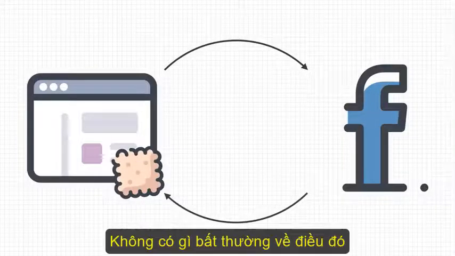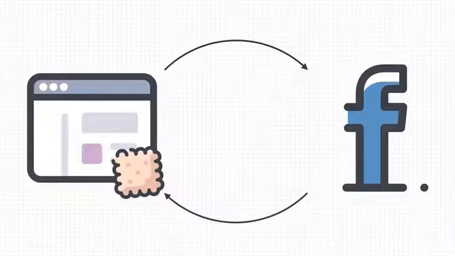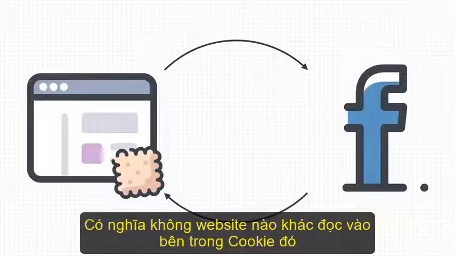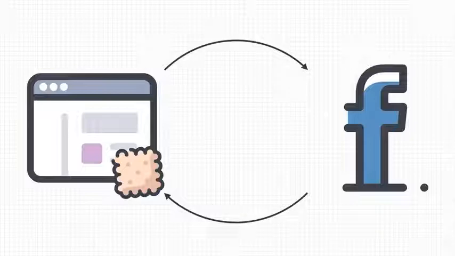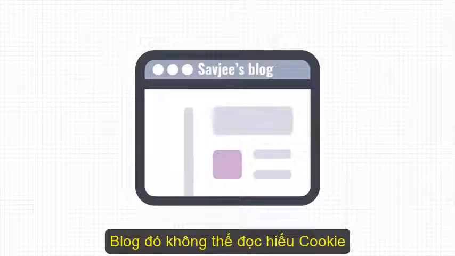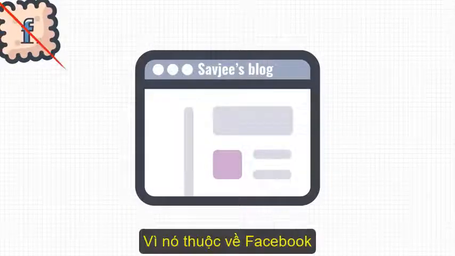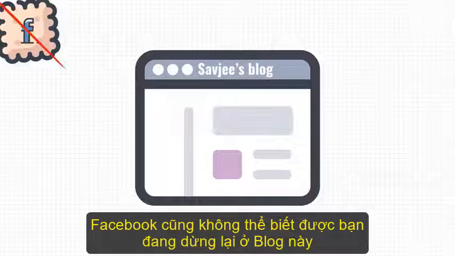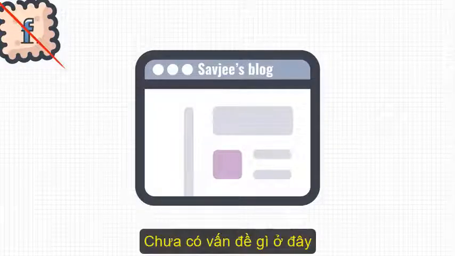Nothing unusual about that, many other websites do the same thing. This cookie is scoped or bound to Facebook's domain name, meaning that no one else besides facebook.com can read what's in the cookie. Let's now imagine that you browse away and you land on someone's blog. This blog cannot read your Facebook cookie because the scope prevents that. Facebook also can't see that you're on this blog, all is well.